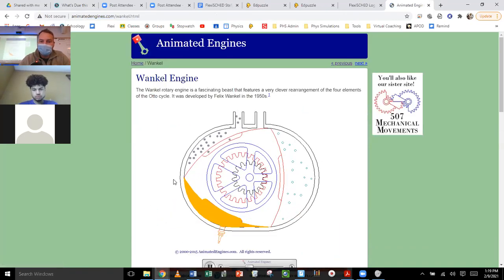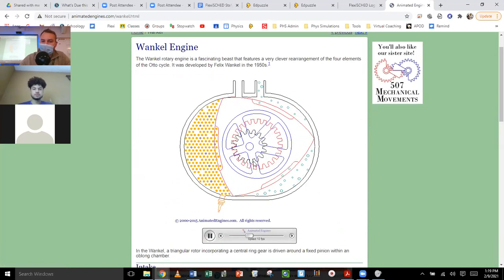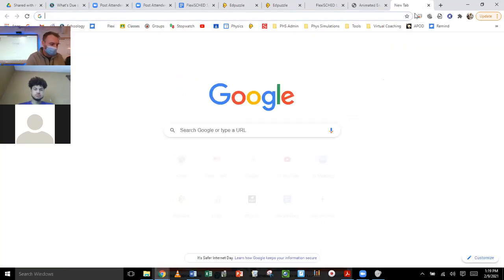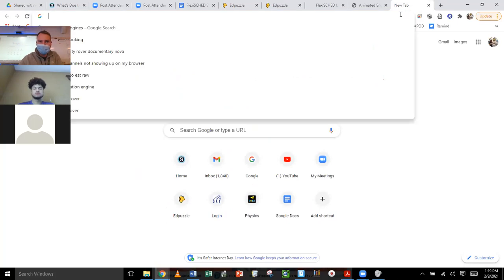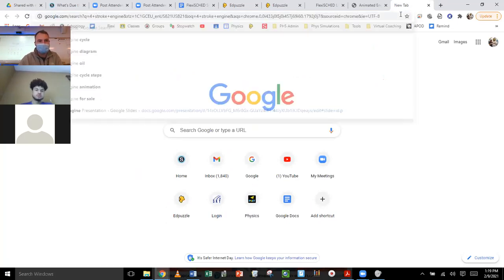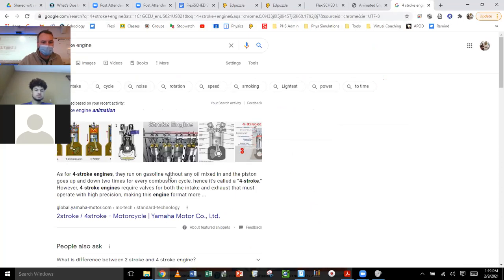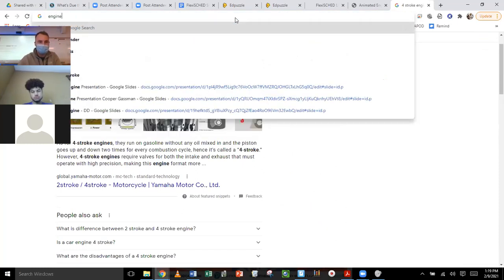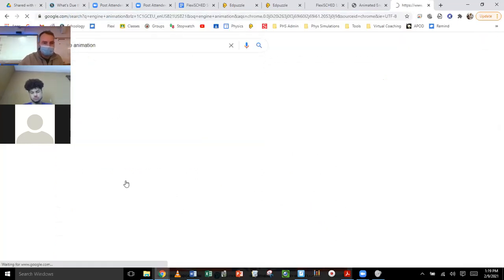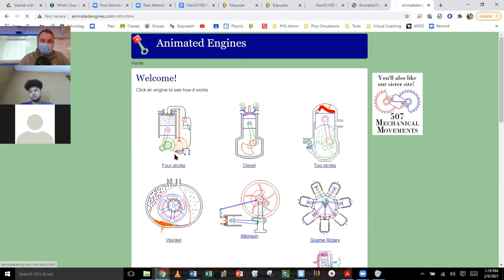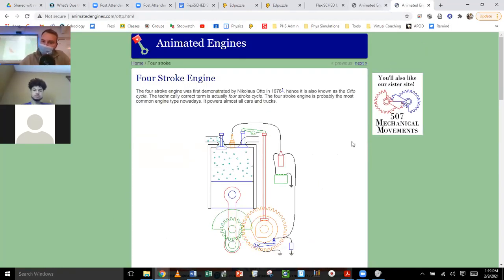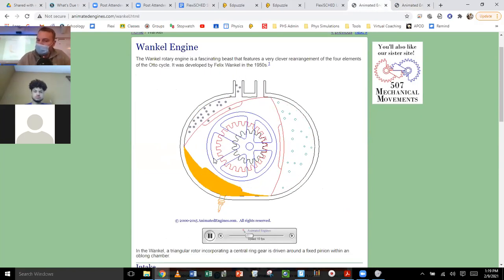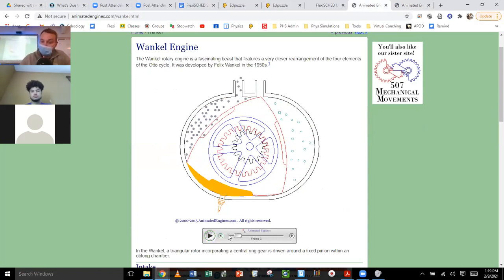So a Wankel engine, it looks like this. It's similar to a four-stroke engine, and you saw a four-stroke engine in Evan's picture. I'll just bring up one of those real quick. So here's that four-stroke engine, and here's a Wankel engine. A Wankel engine, a rotary engine, still does the exact same four strokes that a four-stroke engine does.